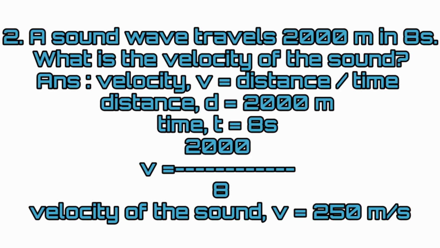Second question: A sound wave travels 2000 meters in 8 seconds. What is the velocity of the sound? Velocity V is equal to distance by time. Distance D is equal to 2000 meter. Time T is equal to 8 seconds. Therefore, V is equal to 2000 by 8, which is equal to 250 meter per second. So, velocity of the sound V is equal to 250 meter per second.